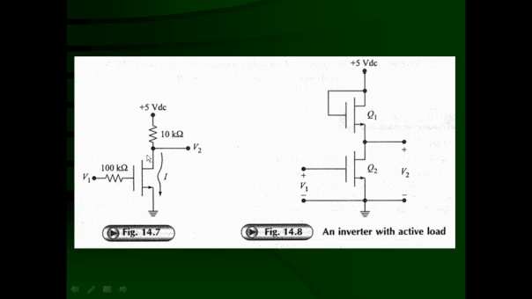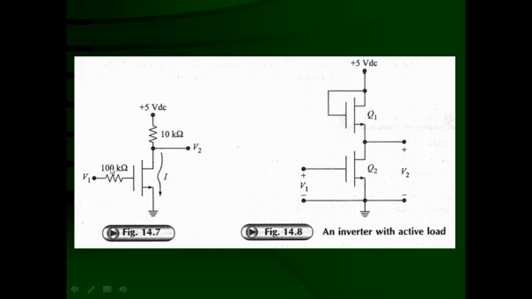This is the inverter with the passive load, the 10 kilo ohm resistance. V1 is going to be through the 100 kilo ohm resistance. So if this voltage is going to be 0 volt, VGS is less than the VGS threshold, no current will be there. So 5 volt will appear over here.